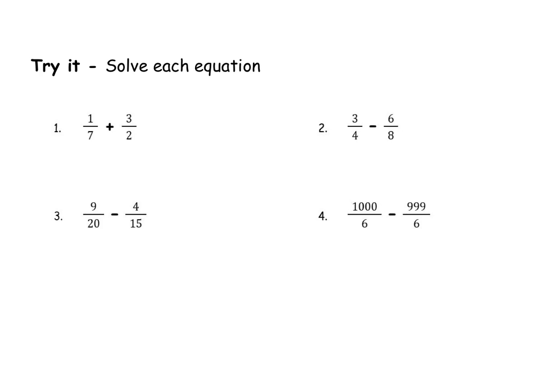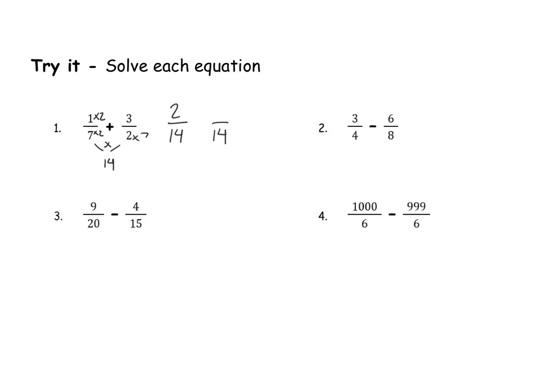1/7 plus 3/2. So I see I don't have common denominators, so I got to make them. In that case, I'm going to multiply these two together. 7 times 2 is 14. We're going to make these both have denominators of 14. Okay, so for the first one, I saw I just need to multiply by 2 to get to 14. So I'm going to multiply the top by 2, and I get 2.